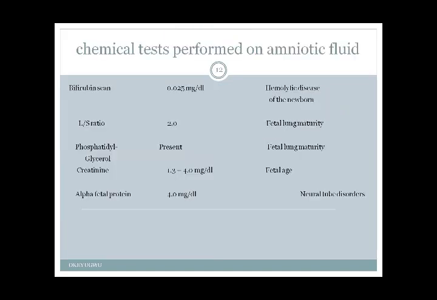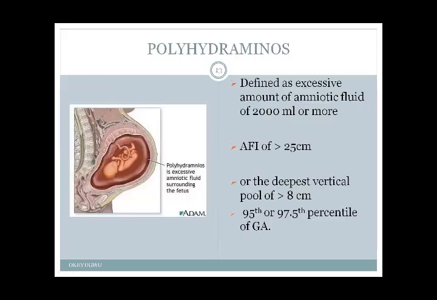When we assess the chemical composition, it can be scanned for hemolytic disease. The lecithin to sphingomyelin ratio is used for fetal lung maturity, and phosphatidyl glycerol is also a good predictor for fetal lung maturity. Creatinine and alpha fetoproteins are used for different diseases like Down syndrome and for screening purposes, and neural factors as well. Now, coming to polyhydramnios.